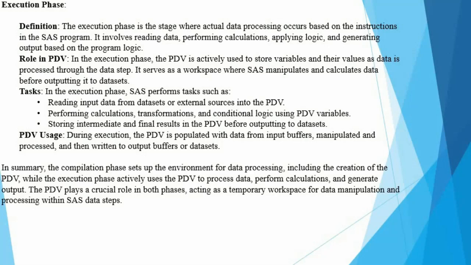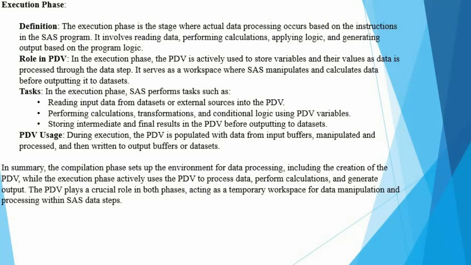The execution phase is where the actual data processing happens, as I already explained, based on the instructions in the SAS program. Whatever instructions we have given in the SAS program, it will produce the output for that. It involves reading the data, performing calculations, applying logic and generating output based on the performed logic. As you notice, the new variable will be created in the compilation phase, but the value will be fed in the execution phase.